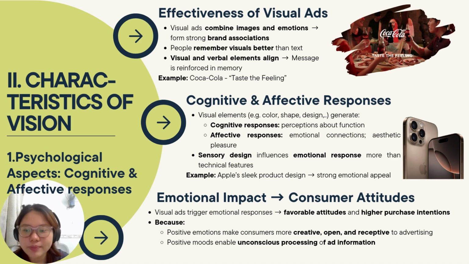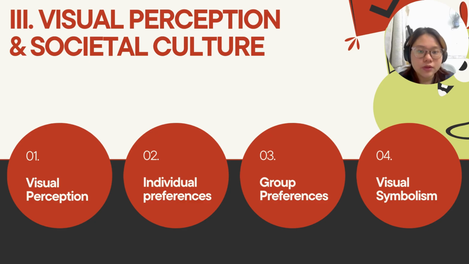Furthermore, the positive mood will enable unconscious processing of ad information, which increases ad effectiveness without active awareness. So all of that, the positive mood and positive emotions, push favorable ad attitudes and higher purchase intentions. So in the third part, which is visual perception and societal cultures, in this segment we will have four parts to discuss: first, visual perception; secondly, individual preference; thirdly, group preference; and lastly, visual symbolism.